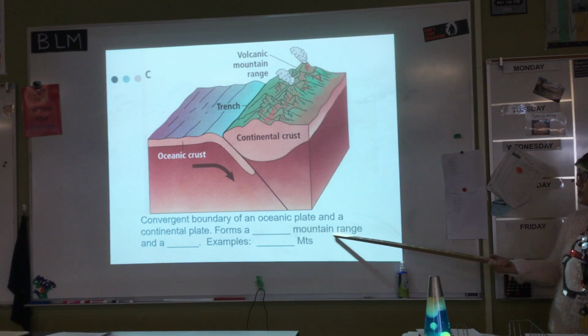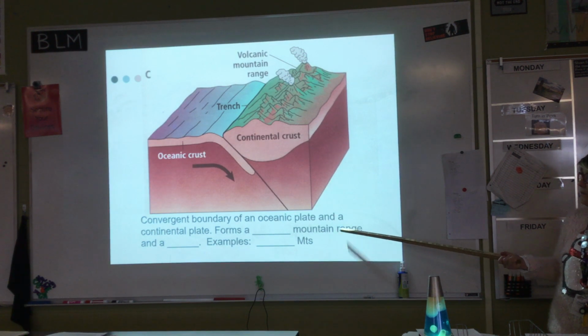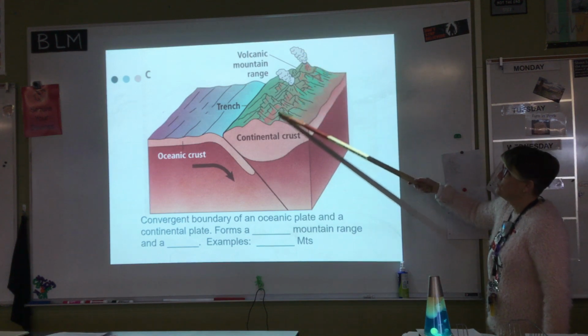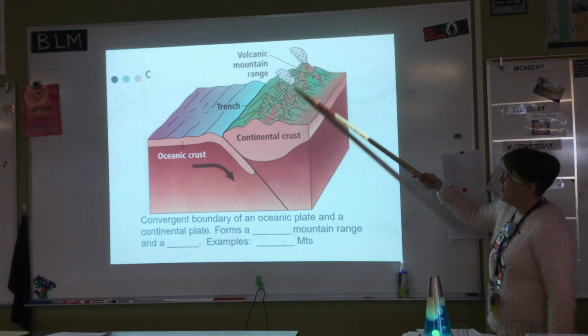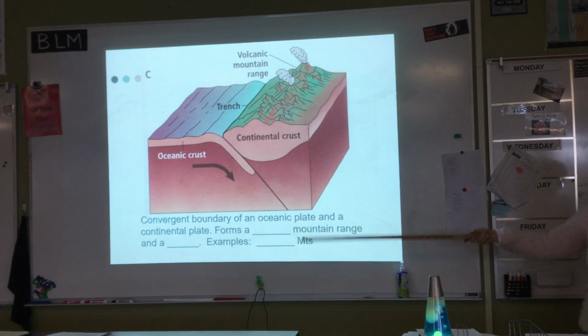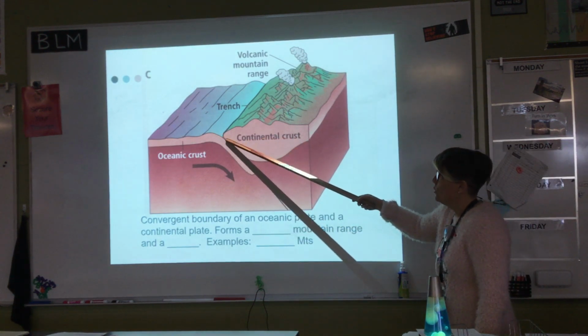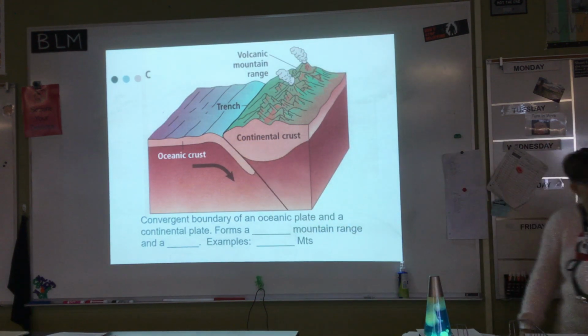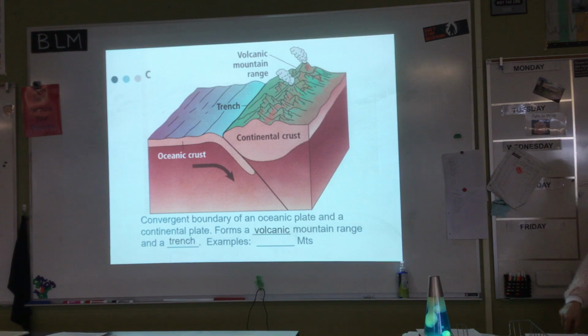Okay, convergent boundary of an oceanic plate and a continental plate forms what kind of mountain range? Volcanic mountain range. You can see that, like the Andes Mountains. And it also forms a trench. Anywhere you see subduction, you get a trench. The Andes Mountains.